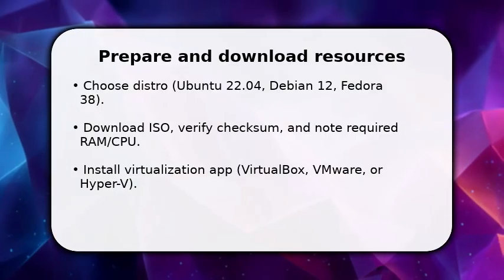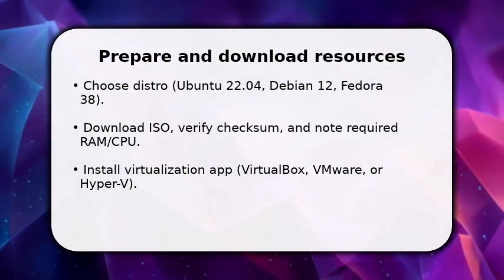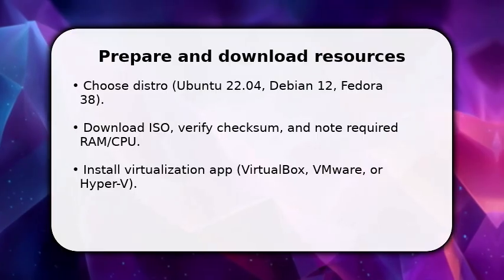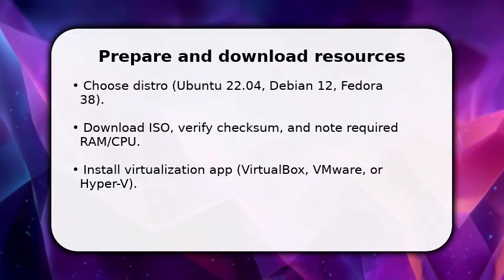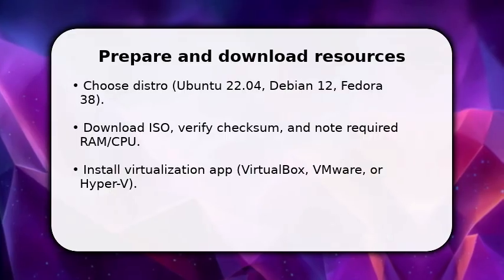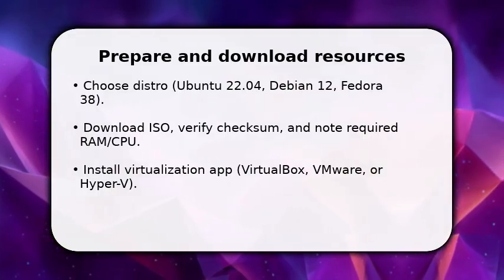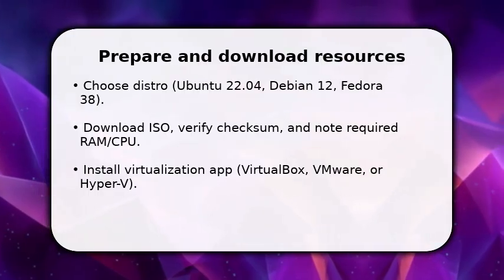You start by picking a distribution and getting the ISO. This is critical because package availability and support differ. Once downloaded, verify the checksum to ensure file integrity and confirm your host has CPU cores, 4+ GB RAM, and disk space. Next, install a hypervisor like VirtualBox, VMware, or enable Hyper-V.